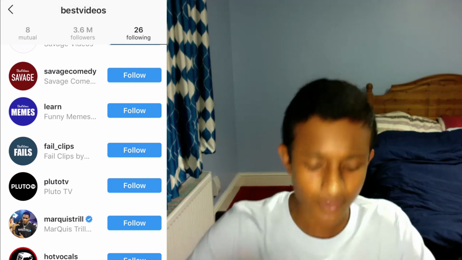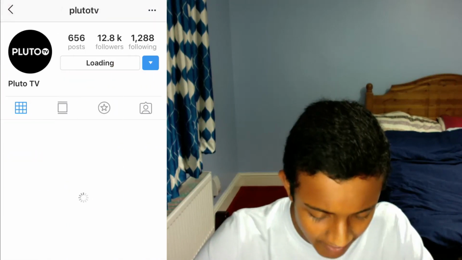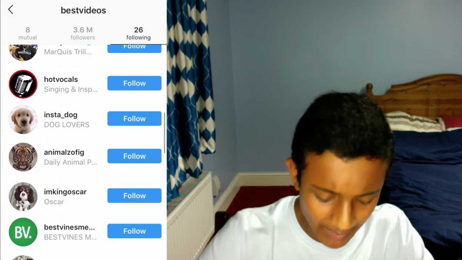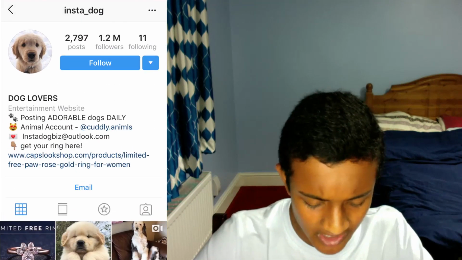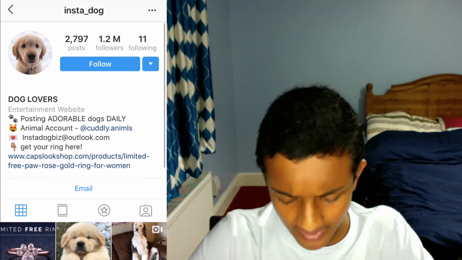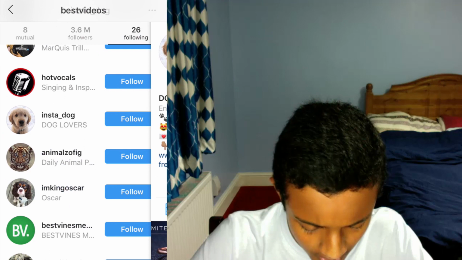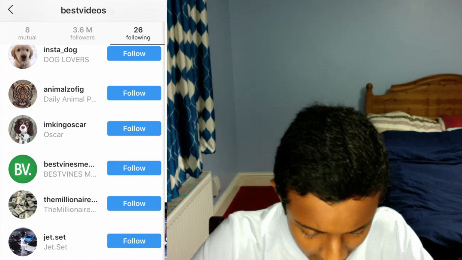And when you get a page that's following loads of pages like this, you can easily find tons and tons of very big pages. Look, 7.4 million followers. It would have taken us ages just to look at each one of these pages individually, but because we looked at the following, we can easily find big pages just like that. So 1.2 million, 2.2 million, that one's quite big.